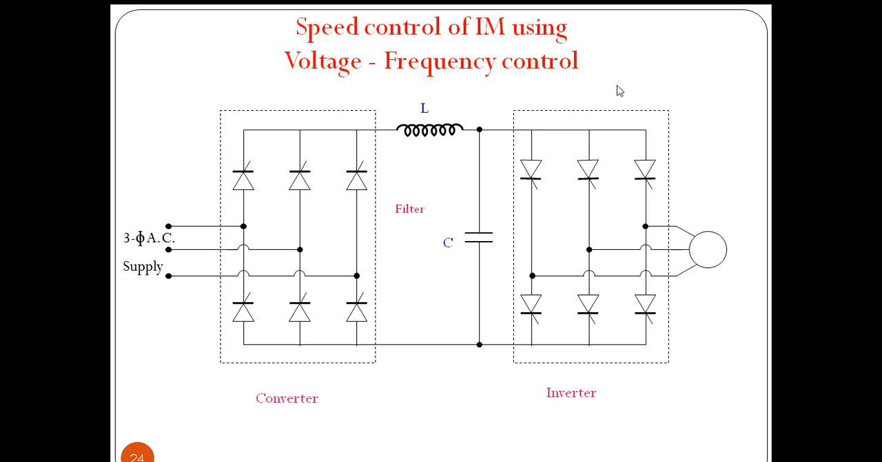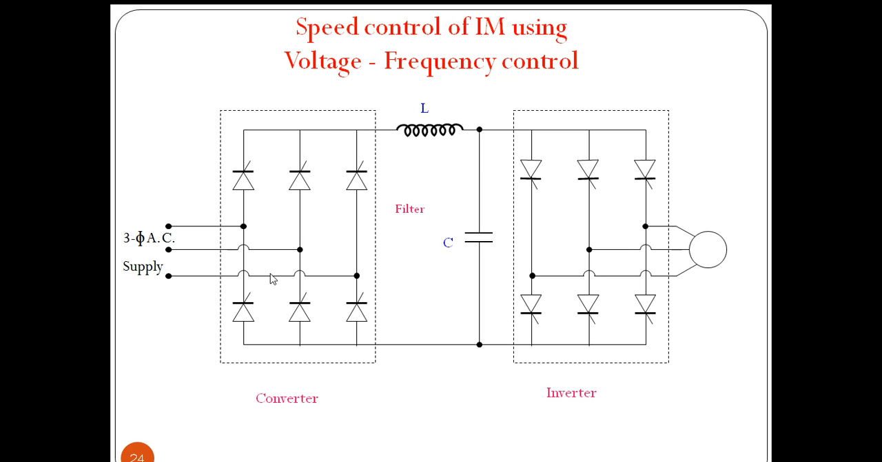Okay. So this is the circuit diagram consisting of this converter assembly and inverter assembly, and this is the three-phase induction motor. Initially we are giving three-phase AC supply to this circuit, speed control of induction motor by using voltage frequency control circuit. When we give AC supply, this converter will convert this AC into DC, and if there is any ripple content in the DC, that will be removed by using the LC filter.